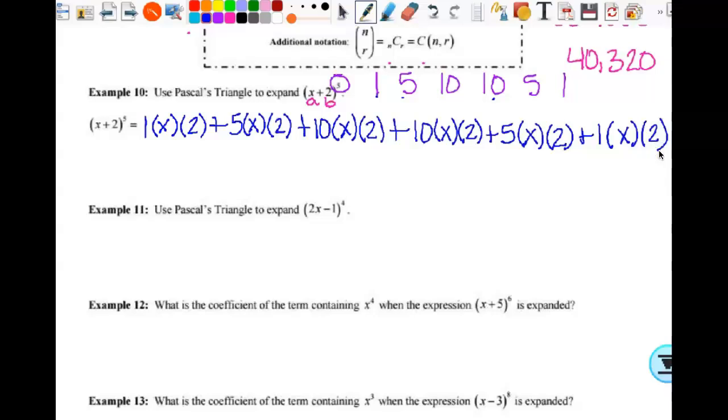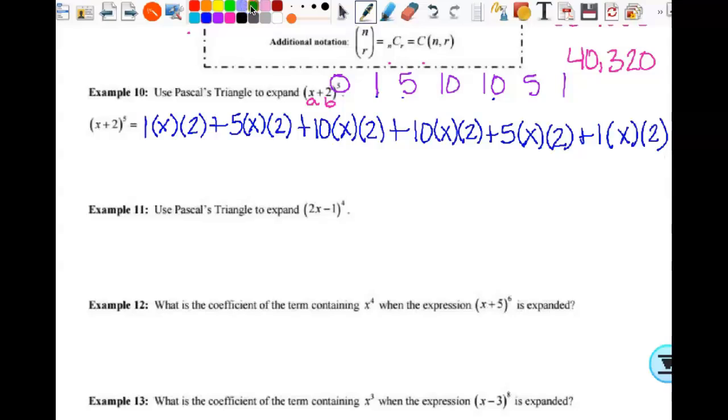Okay? Each of the first numbers comes from Pascal's triangle. The x and the 2 are the same every time. They're coming from what I am actually expanding. Okay? So now, I've got to go back and put some exponents in there. And this is where it said A decreases and B increases, that sort of thing.